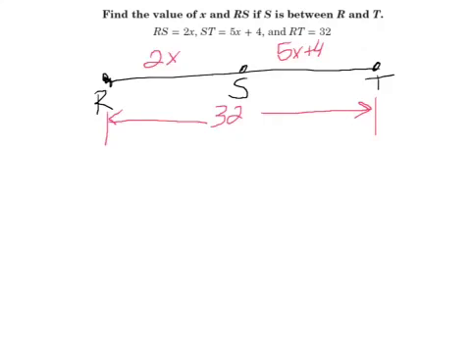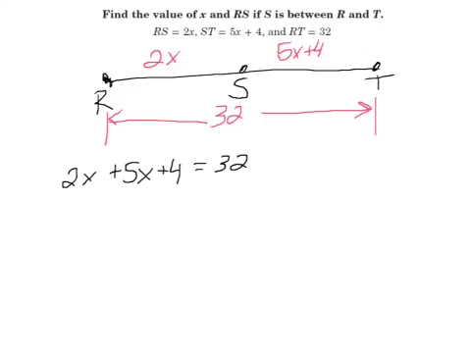What I'm going to do is exactly what I just said. The sum of the parts, the sum means to add. So my two parts are 2x and 5x plus 4. I'm going to add those together. And those two combined should be equal to 32, or the whole segment. Now I'm going to have to go ahead and solve this equation that I just created.